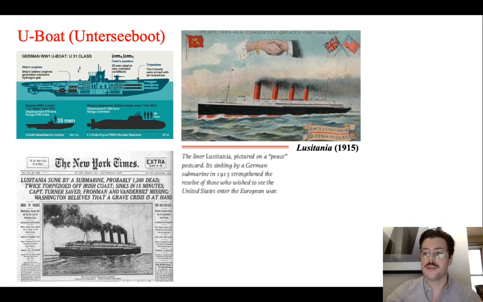Continuously, however, after 1914, U-boats, these German submarines, continued to attack British merchant vessels, and then started to attack American merchant vessels for the same reasons that they were targeting the British merchant vessels, primarily because American merchant vessels were smuggling weapons and armaments and supplies for the Allied war effort.